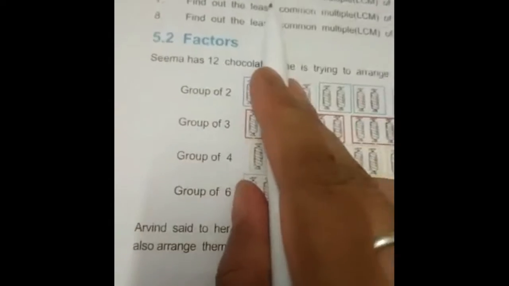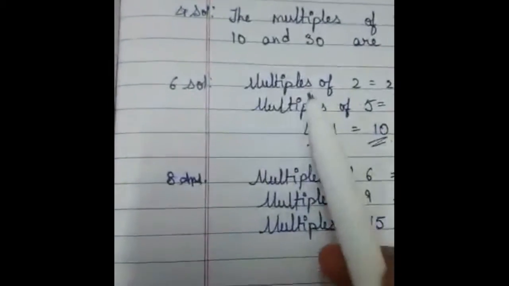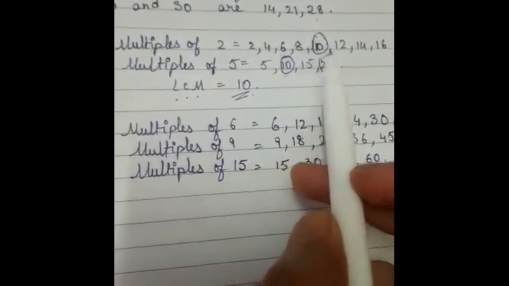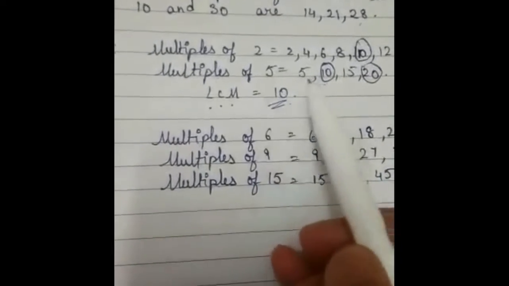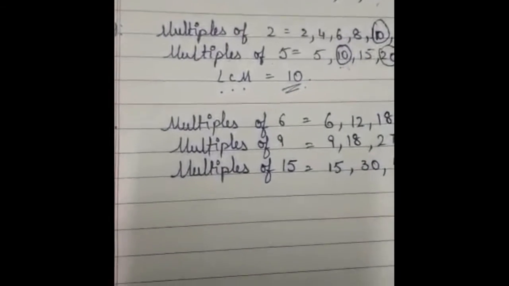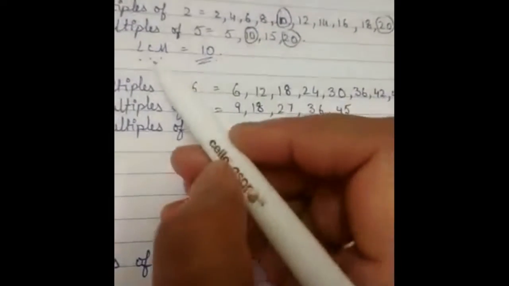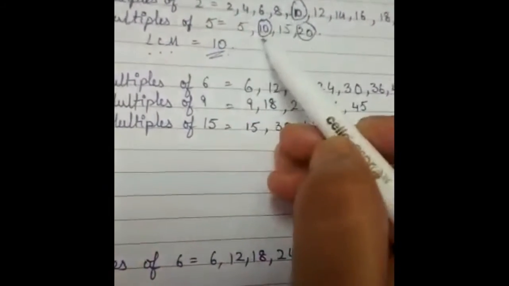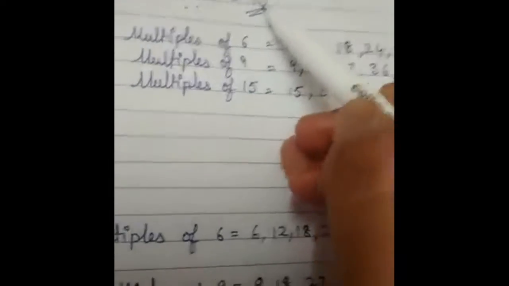The 6th one: find out the least common multiple of 2 and 5. Here first you have to write the multiples of 2. The multiples of 2 are 2, 4, 6, 8, 10, 12, 14, 16, 18, 20. Then the multiples of 5 are 5, 10, 15, 20. What is common here? 10 here and 10 here, 20 here and 20 here. But he is asking only for the least common multiple. So what is the smallest number? 10 is the least common multiple. So the answer is 10. The next question you can do as homework.